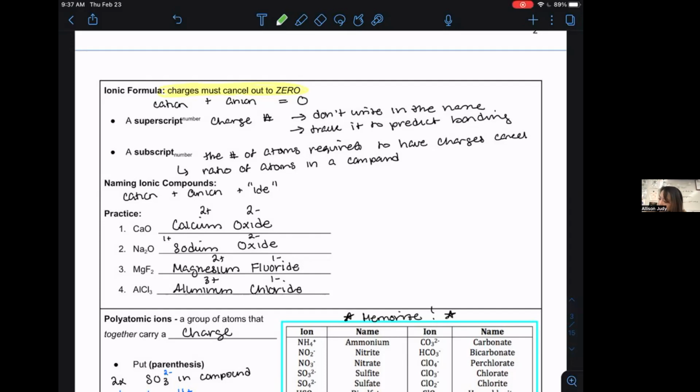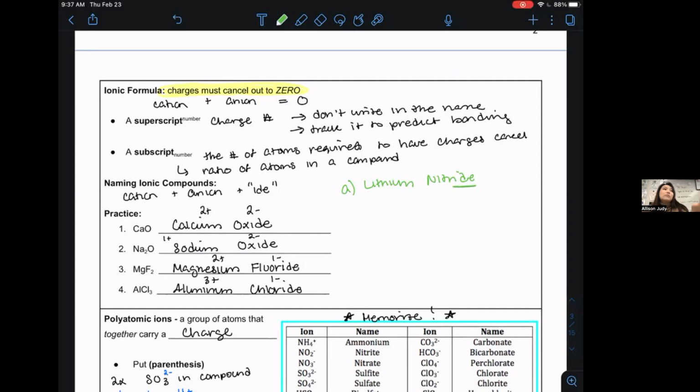So for A, Li3N. What is the ionic name for that, Liam? Lithium nitride. And remember, I'd like to make a bond with you. That last syllable in the second element, the anion, is transformed into -ide. I'd like to be in a bond with you.